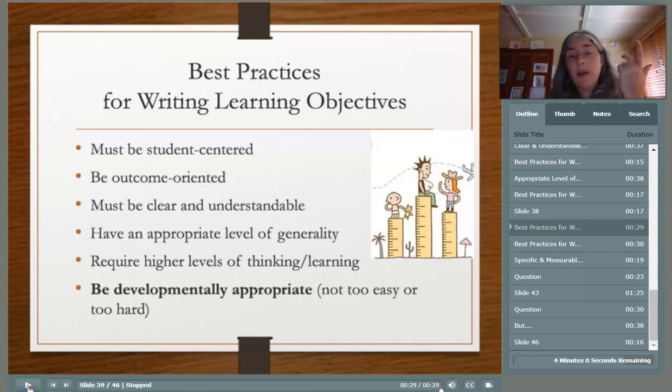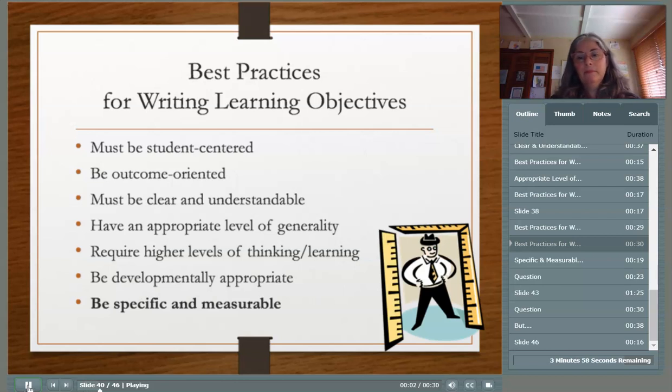And this is why we have standards for each grade level. Because if you get hired to teach third grade and you're teaching third grade math, you don't want to guess what third graders are supposed to do. You're going to go to those standards to get an idea of what are third graders expected to know and do. So again, those sorts of things help your objectives and your lessons be developmentally appropriate.